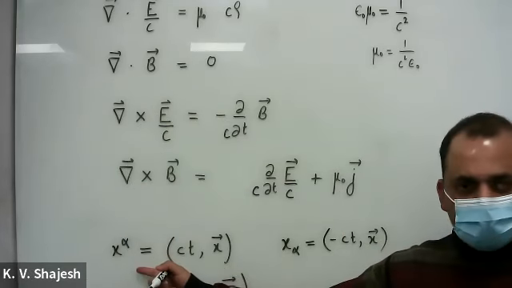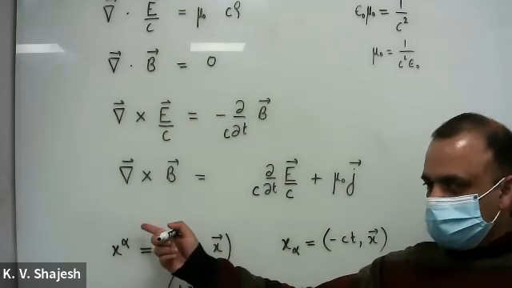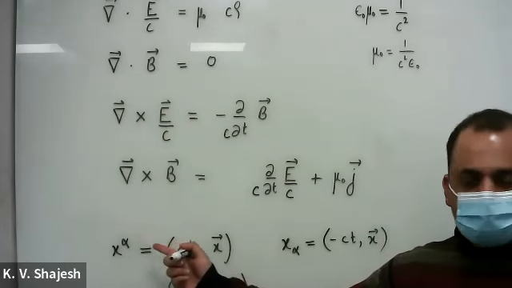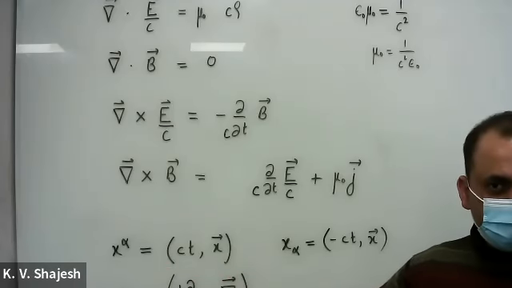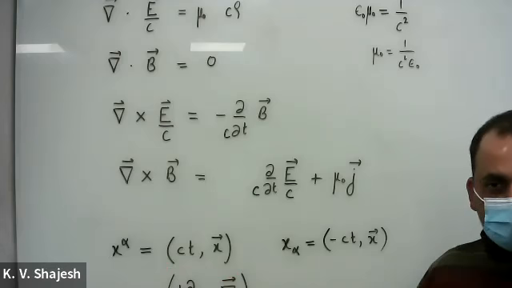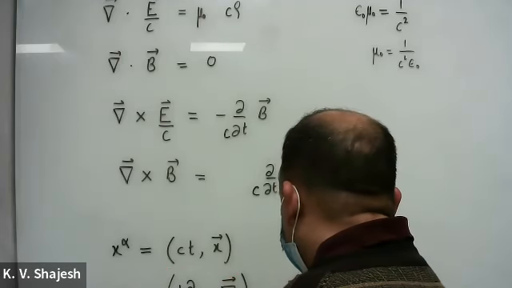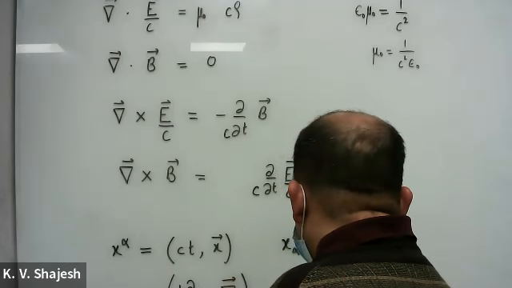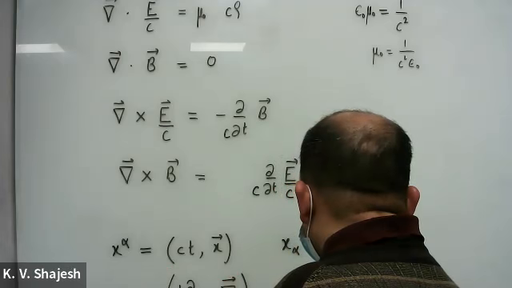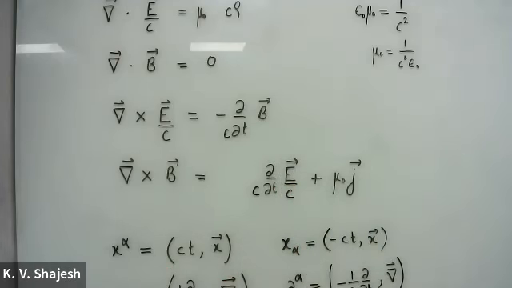Notice when it comes to position, it is the superscript that is chosen as positive. When it comes to derivative, it's the subscript that is chosen as positive. And d alpha is minus 1 over c d by dt, and the gradient. Okay.